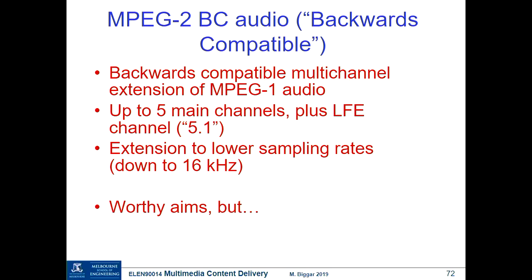we could, if we had an MPEG-1 stereo encoder, it could be decoded by an MPEG-2 surround channel. Did I say that around the right way? An MPEG-1 stereo encoder could be decoded by an MPEG-2 surround sound decoder, or vice versa. So all the combinations were possible. And that sounds like a good idea if you look at it in isolation of everything else that's going on.